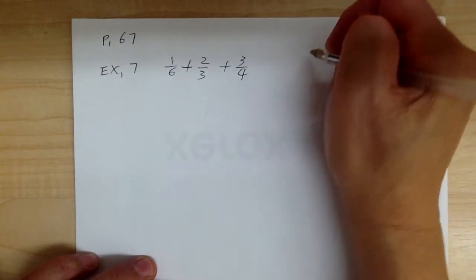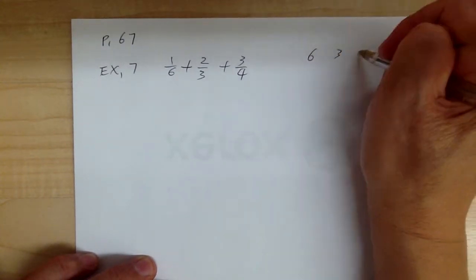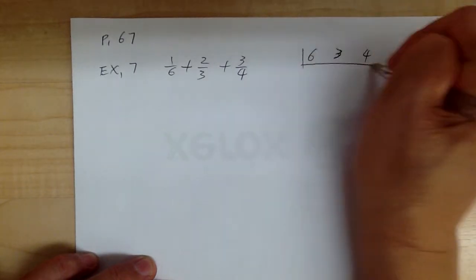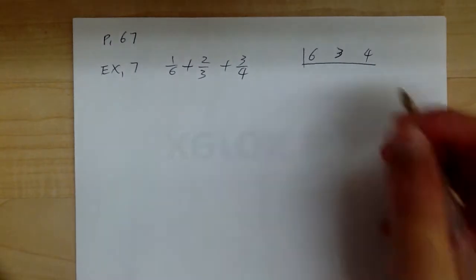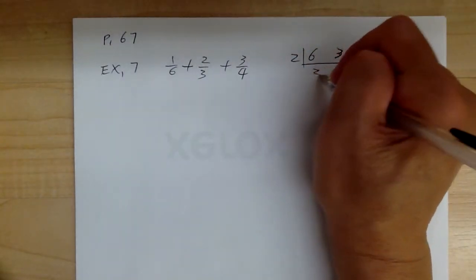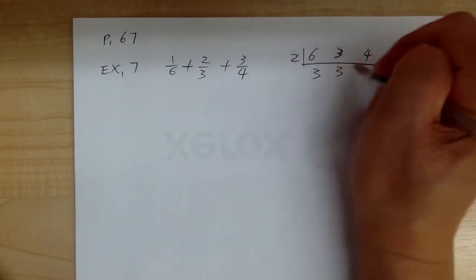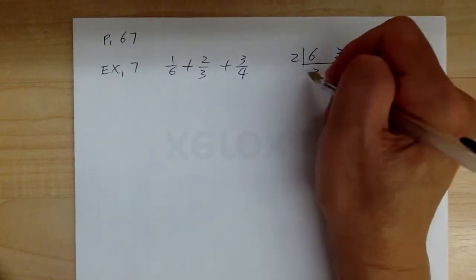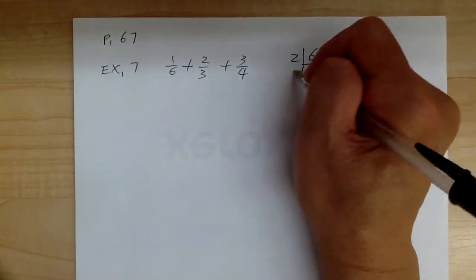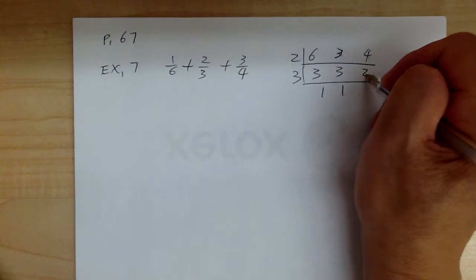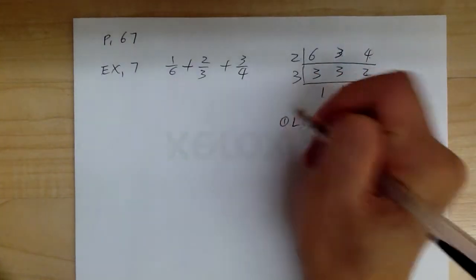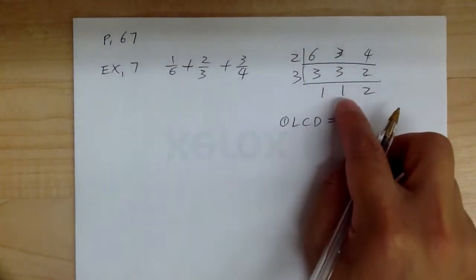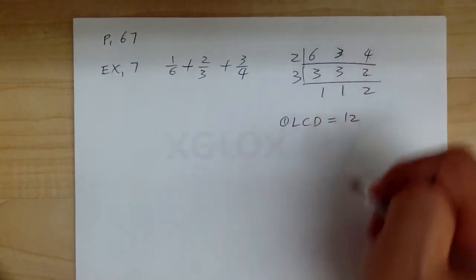Okay, so again, get your LCD, so 6, 3, and 4. So this can divide by 2, right? As long as 2 numbers can divide, you can go and do it. So 6 divided by 2, you get 3. 3 divided by 2 cannot, so you leave it alone. 4 divided by 2, you get 2. Now you got 2, 3, so you can divide by 3, so you get 1, 1. Again, if you cannot divide, you leave it alone. So your LCD, your step 1, is going to be all this together. So this will equal 12.